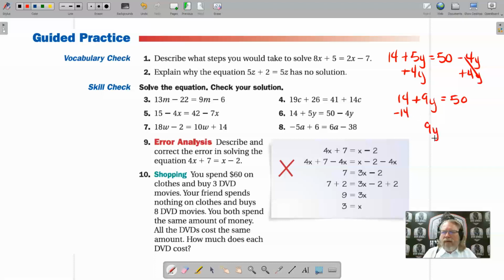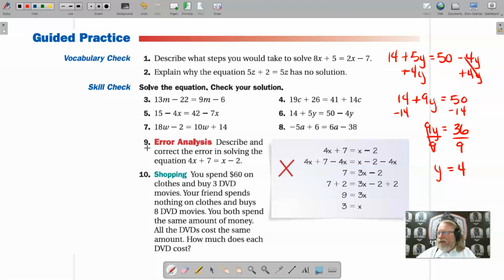So we have the 9y by itself on the left, and 50 minus 14. Well, if you think about it, 50 minus 10 is going to bring us down to 40, and then minus another 4 is going to give us 36. Now let's divide by 9. The 9's cancel. We're left with y equals, and 36 divided by 9 is 4, so y equals 4.